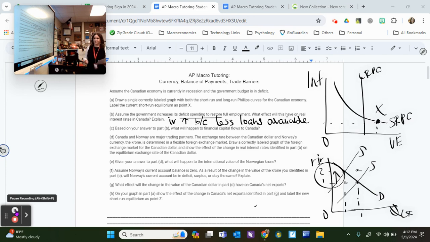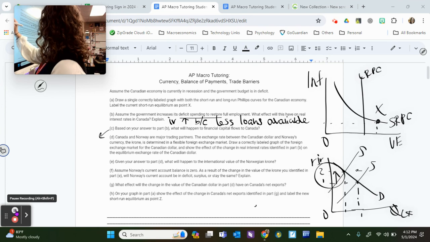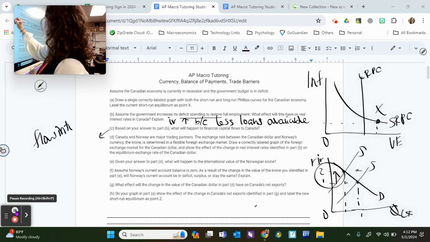Yeah. Okay. On C, based off of your answer in Part B. Oh, what's our answer in Part B? Let's refresh our brains. Interest rates went up. Got it. Based off of interest rates going up, what happens to financial capital flows to Canada? Will there be more money flowing in or flowing out of Canada? Because exports will go down. No, because high interest rates means people want to do what? Invest. They want to save and invest their money where? In Canada, because that's where interest rates are high. Technically, right? Okay. Halfway there.